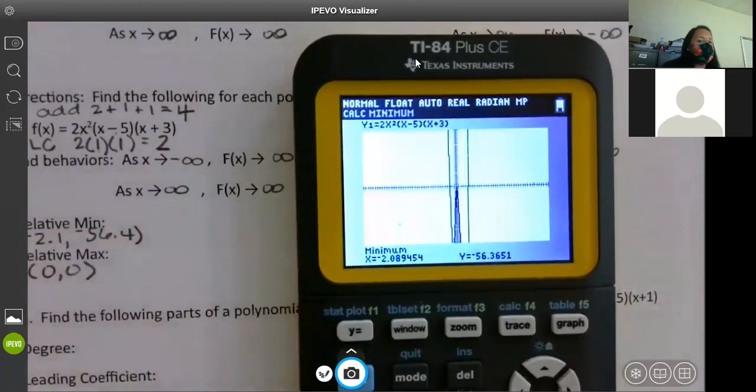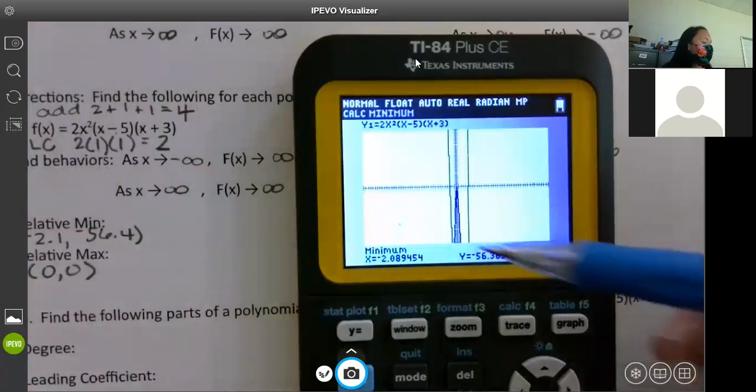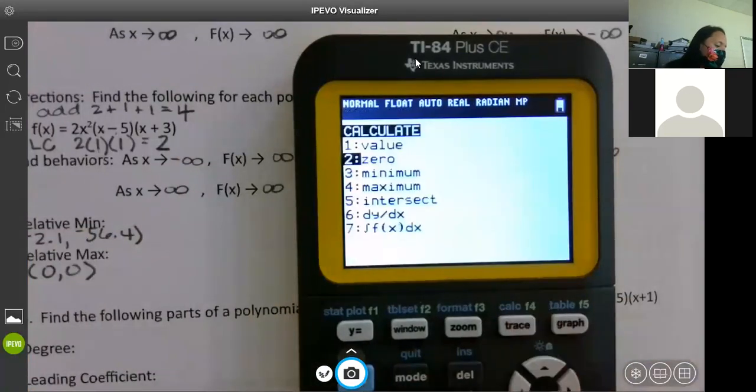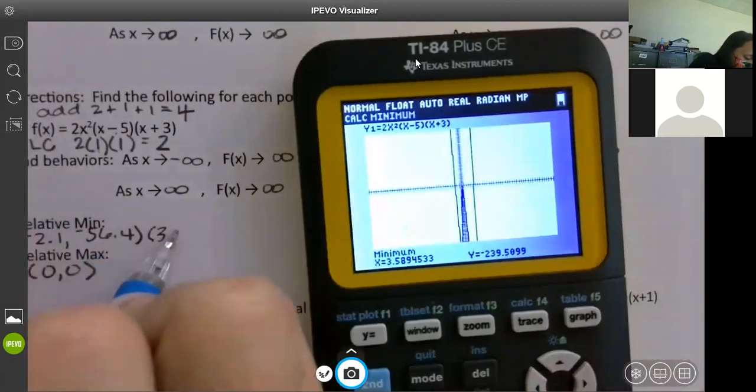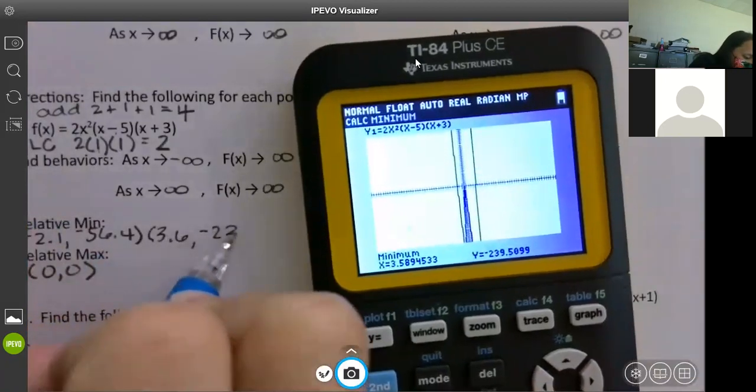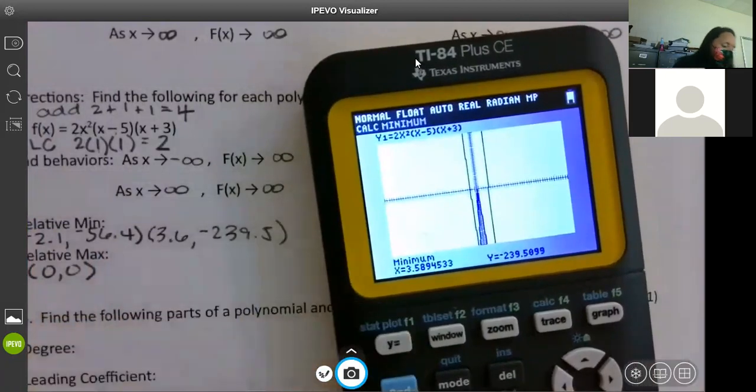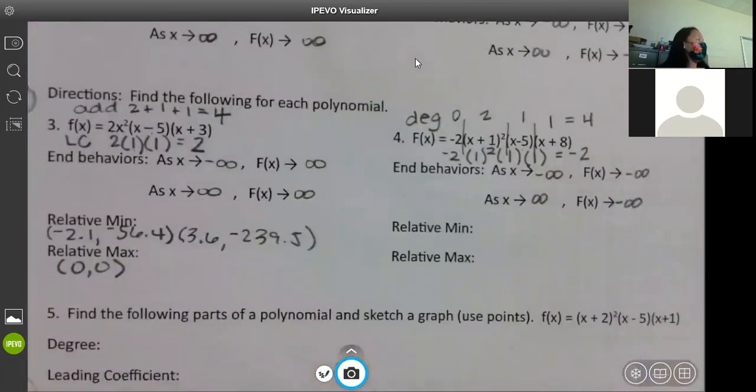But then there's also another one on this side over here. And again, I'm pretty sure that I told her to take them off. Go to the left. Go to the right. And then guess. And we get 3.6 and -239.5. But again, I wouldn't worry about those too much.